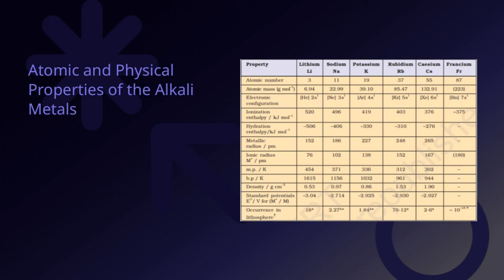These properties help explain why alkali metals are so important in things like batteries, pharmaceuticals, and even in certain types of research. So, their atomic and physical characteristics are not just interesting on their own. They're fundamental to understanding how these elements behave and where they can be applied.